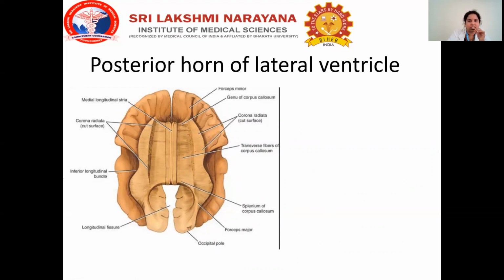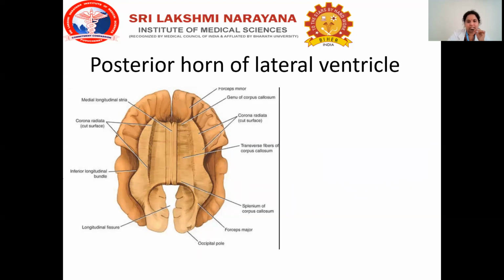The calcarine sulcus, its wall is occupied by the visual areas number 17 and 18. So these two important structures produce a prominent impression into the ventricle cavity. The roof is formed by tapetum fibers. Tapetum fibers are part of the corpus callosum which are not intersected by the corona radiata.